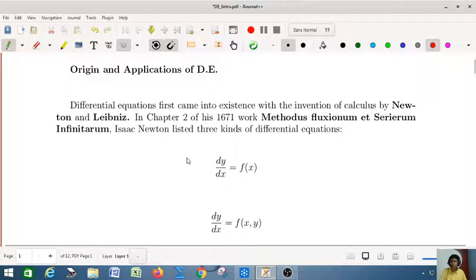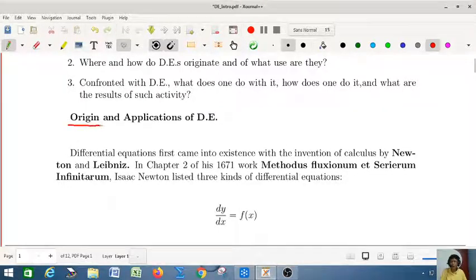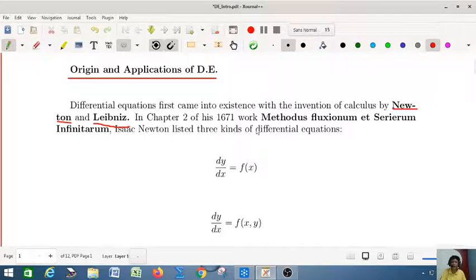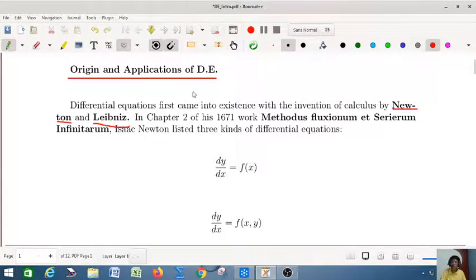So we are talking about the origin of the differential equation. The differential equation first came into existence with the invention of calculus by Newton and Leibniz. You may have heard that they are among the most important physicists and mathematicians, and they invented calculus. With the development of calculus and mechanics, the subject of differential equations came into the picture.